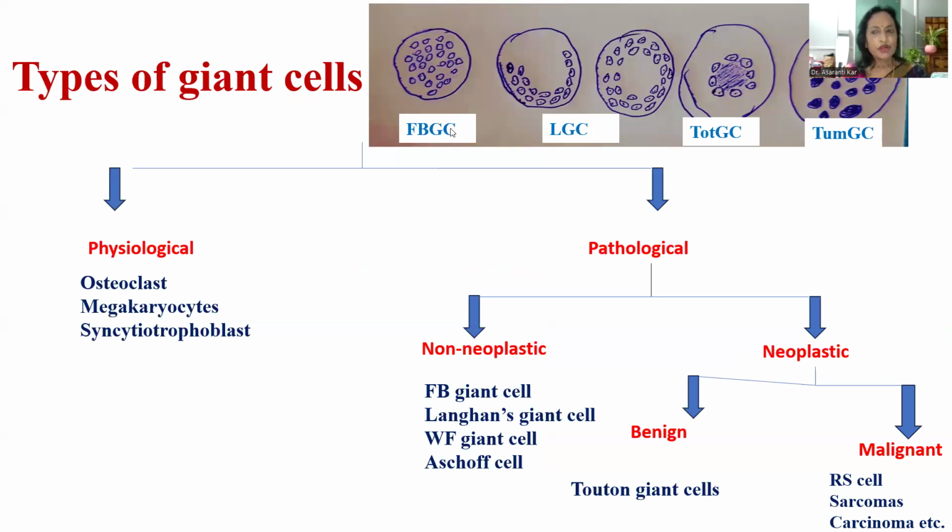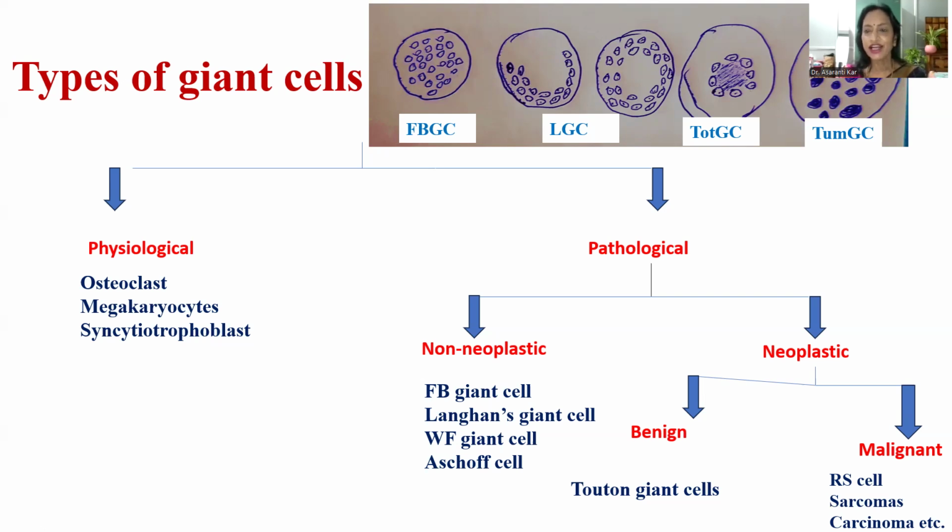Depending on the amount of cytoplasm, quality of the cytoplasm, the number, size, shape, and location or pattern of arrangement of the nuclei, these cells are categorized into very many important types like foreign body giant cells, Langhans giant cells, Touton giant cells, and tumor giant cells. The classification of these giant cells is more or less known to each one of you. They can be divided into physiological giant cells like osteoclasts, megakaryocytes, and syncytiotrophoblasts.